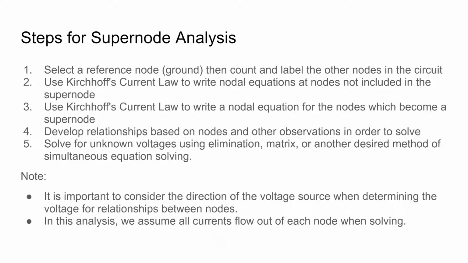Steps for solving a supernode. First step, select a reference node, otherwise known as the ground, and count and label the other nodes in the circuit. Using Kirchhoff's current law to write nodal equations at nodes not included in the supernode is step 2. For step 3, use Kirchhoff's current law to write a nodal equation for the nodes which become the supernode. For step 4, develop relationships based on the nodes and other observations in order to solve. Step 5, solve for unknown voltages using elimination, matrix, or other desired method of simultaneous equation solving.